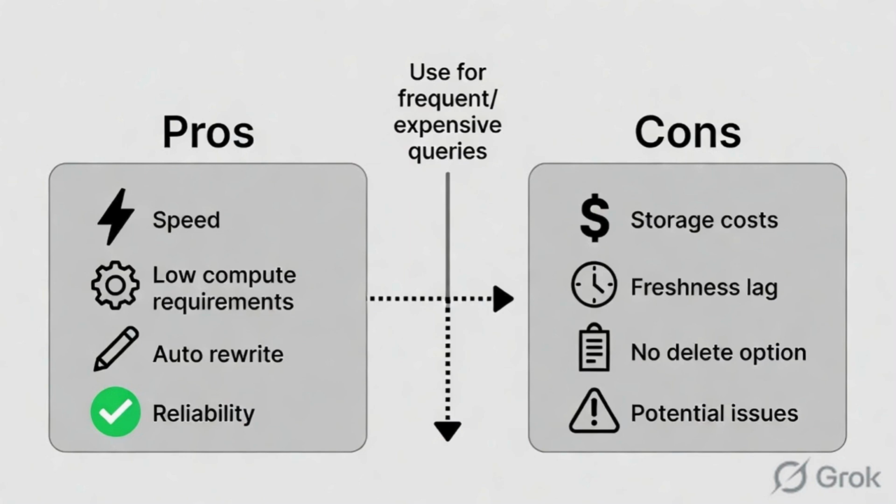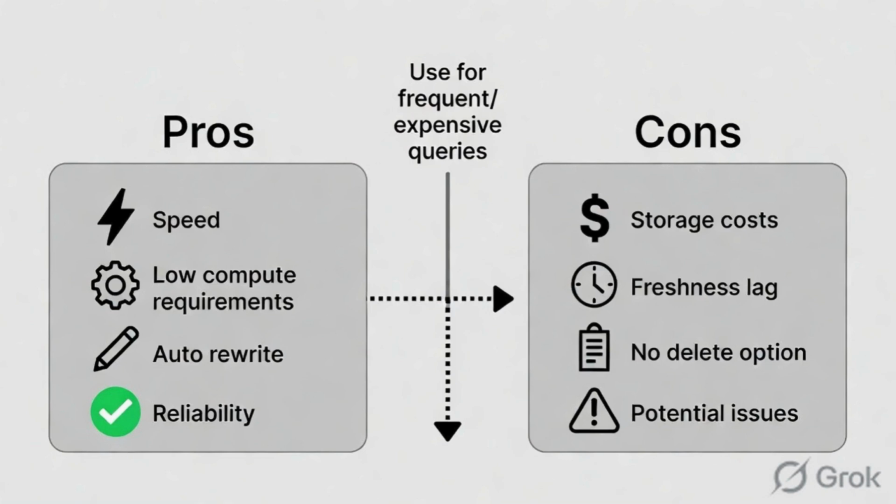The middle arrow says use for frequent, expensive queries, and it's tipping hard toward the pros. If you have the same summarize or group by running over and over, dashboards, monitoring, reports, the speed and cost savings far outweigh the extra storage and slight lag.